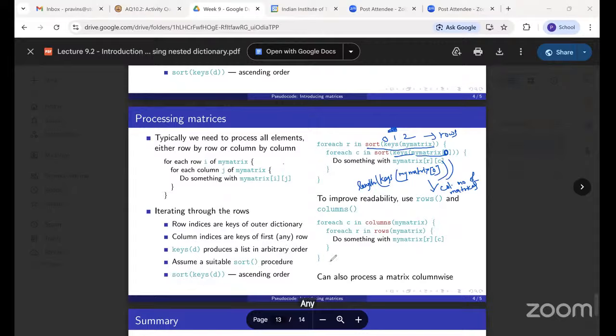Any doubts here? Because this is very, very important. First of all, you have to create a matrices, that's fine. But once you create a matrices, how can you access the matrices? Because first you need to iterate through the rows, then you have to iterate through the columns, then only you can find the exact value of that particular position in your matrix, right? So this sort is nothing but it just sorts in ascending order. Let's go to the next slide and take a look at the example.